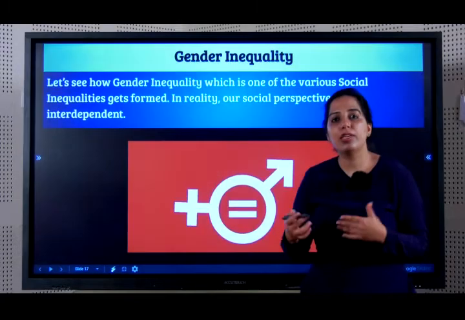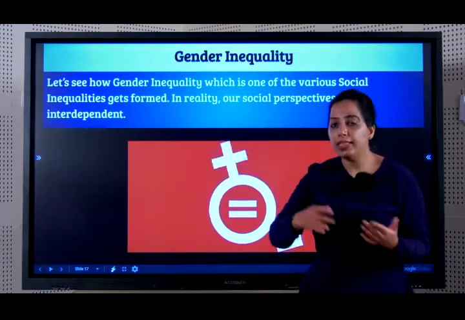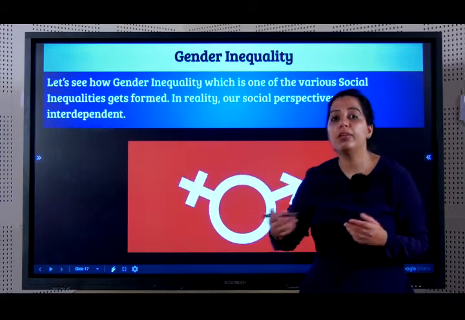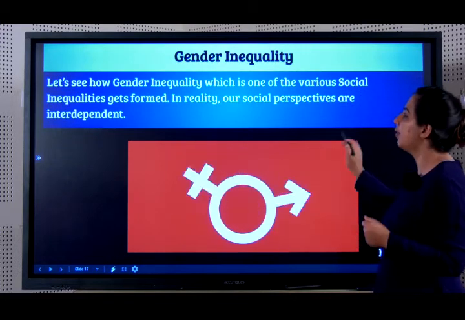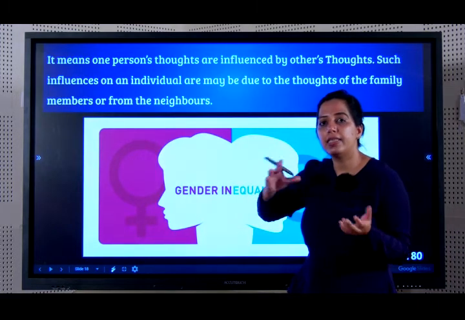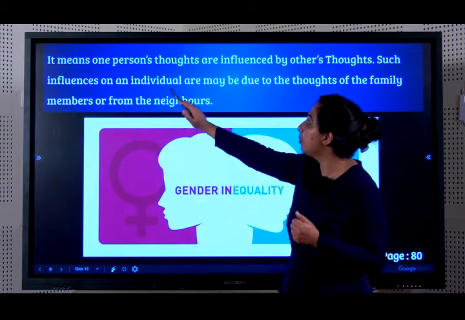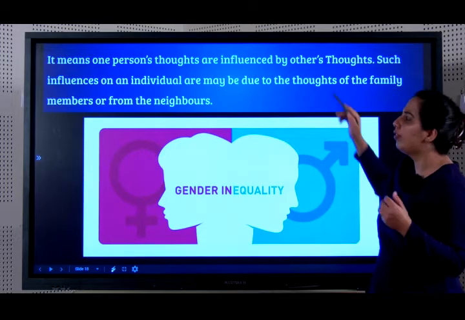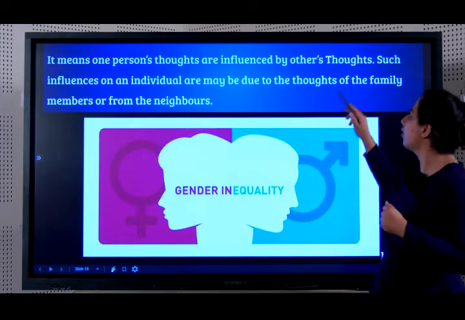They say social perspectives are dependent or interdependent on one another. Let's see how. What is the meaning of interdependency in social perspectives? It means one person's thoughts are influenced by the other person's thoughts.